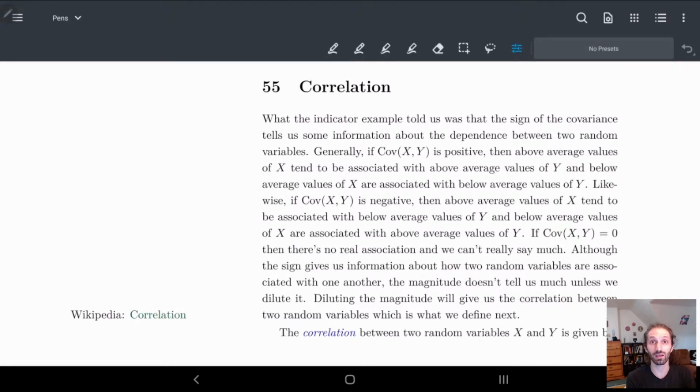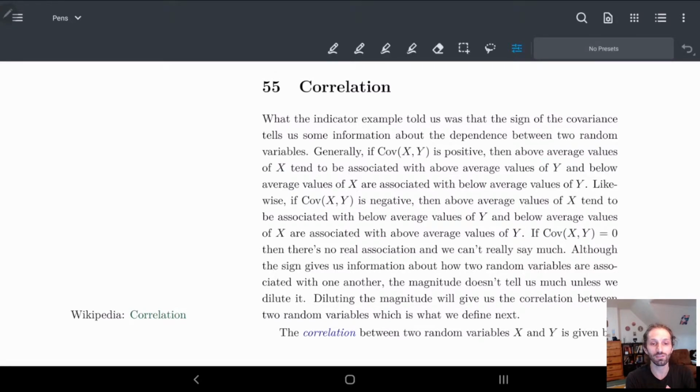In the case of indicator functions, we could say that they're independent, but in general, we can't really say much. So, although the sign gives us information, there's also another piece of data that we haven't really been using, and that's the value itself. So, what does the value really tell us?